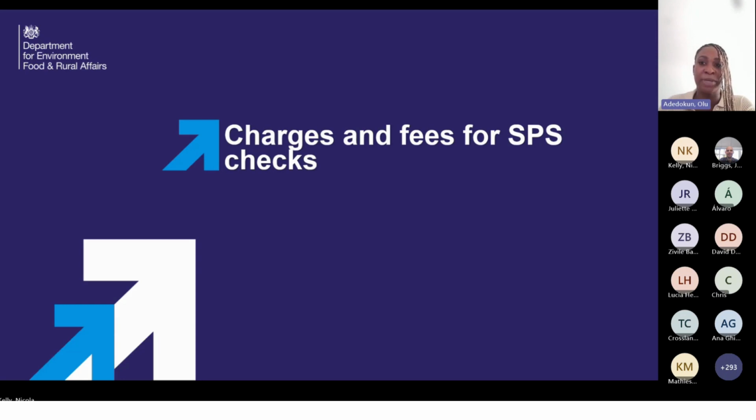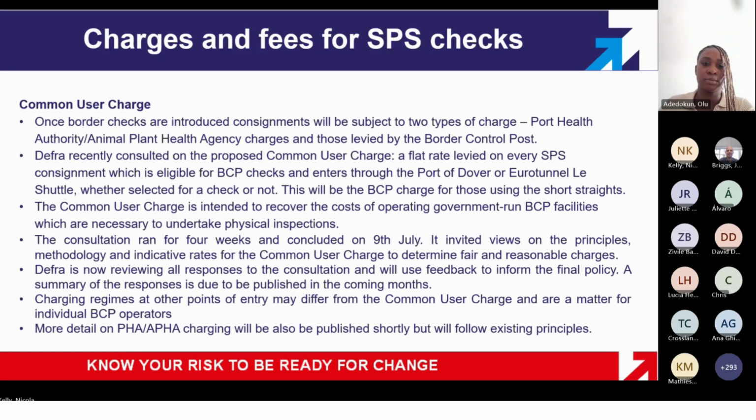Charges and fees for SPS controls checks. The common user charge. Once border checks are introduced, consignments will be subject to two types of charges, and these are Port Health Authority and Animal and Plant Health Agency charges, and those levied by the Border Control Post. As you know, DEFRA recently consulted on the proposed common user charge, which is a flat rate levied on every SPS consignment which is eligible for BCP checks and enters through the Port of Dover or Eurotunnel shuttle, whether selected for check or not.